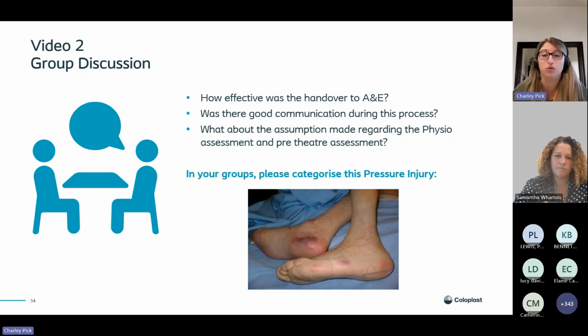So I'm not going to ask you all to categorize this, because in some areas this will still be a category, in some areas it won't. But it is quite good at highlighting the fact that you need to state the location. There's multiple locations on this person's feet, both feet. So you'd need to be very specific about where that damage is and what damage it is that you are seeing. Okay. So we're going to go on now to the next video, and then we'll have a similar discussion again.